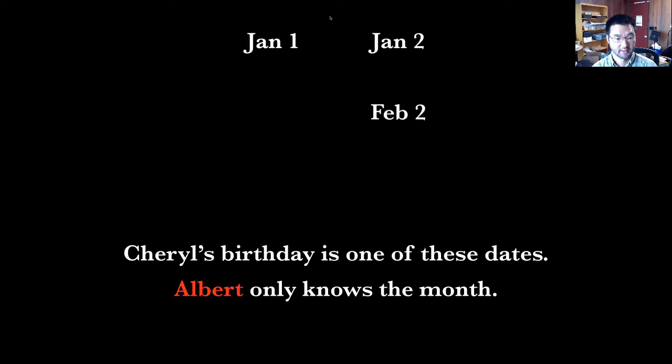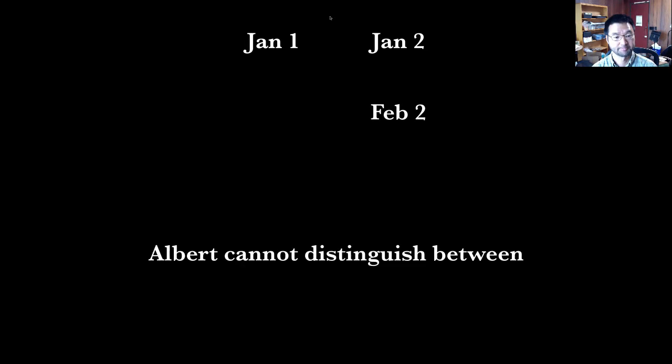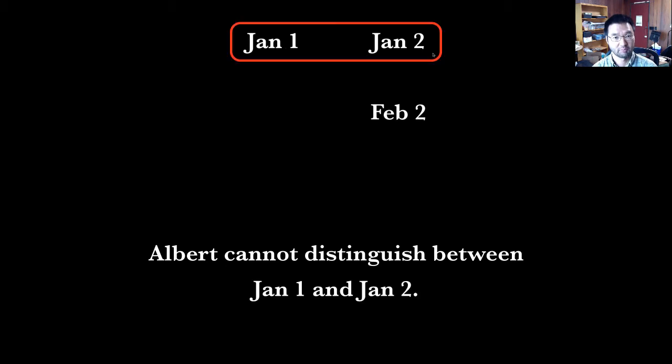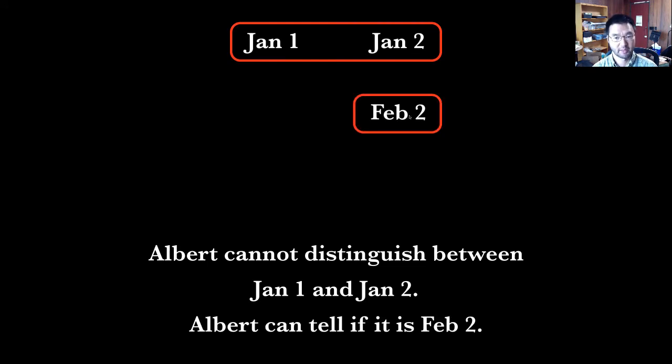So say, for example, we have 3 dates, and that Cheryl's birthday is one of these dates. Say that Albert only knows the month, while Bernard only knows the day. So since Albert only knows the month, Albert cannot distinguish between January 1st and January 2nd. Okay. So therefore we put a little bubble around those 2 dates. Albert can tell if it's February 2nd, so we just put a bubble around February 2nd.